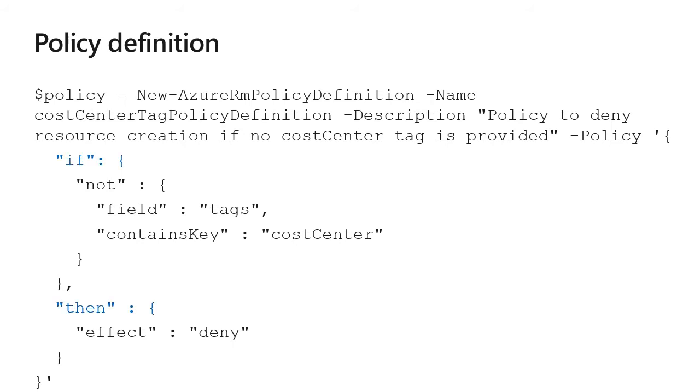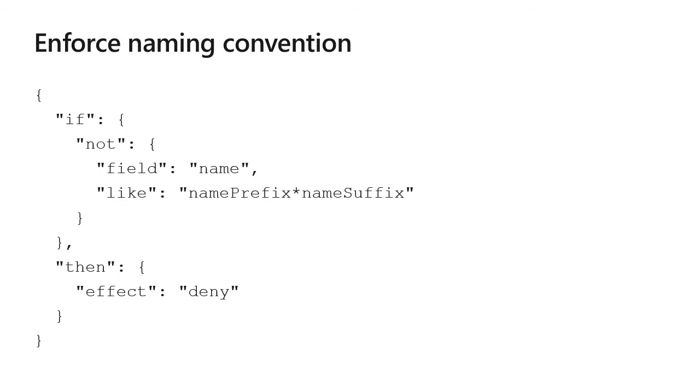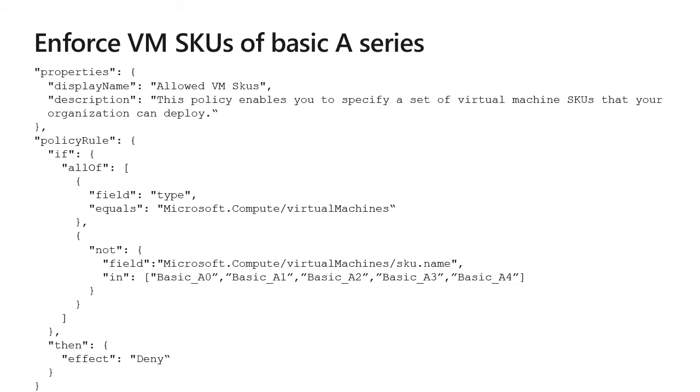Here's another example of enforcing naming conventions. Here's another example of enforcing SKUs of basic A series. Allowed VM SKUs is the name of the policy. And then you're basically defining a policy that, once invoked, will only allow the users to create A series virtual machines: A0, A1, A2, A3, and A4.